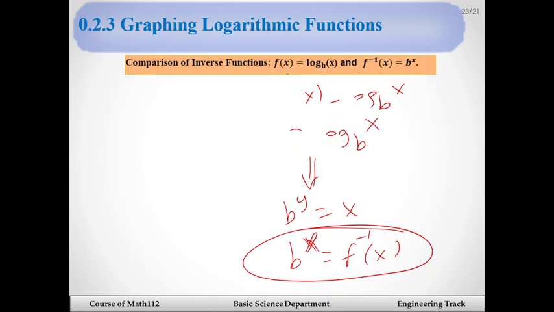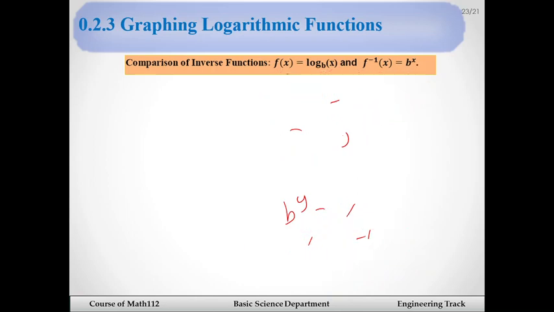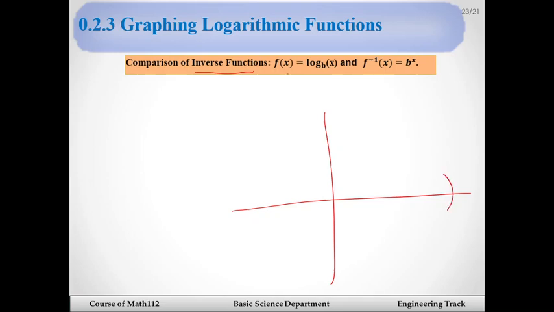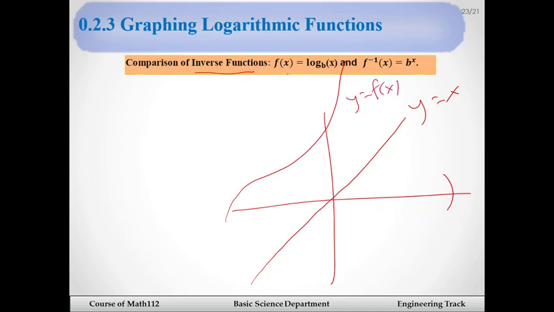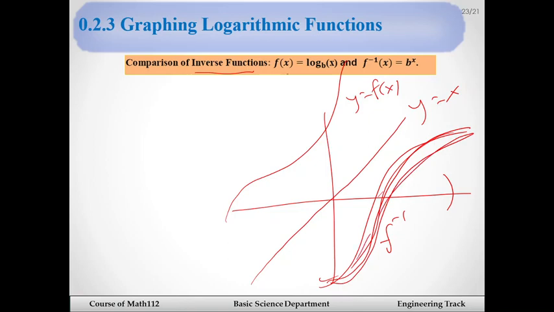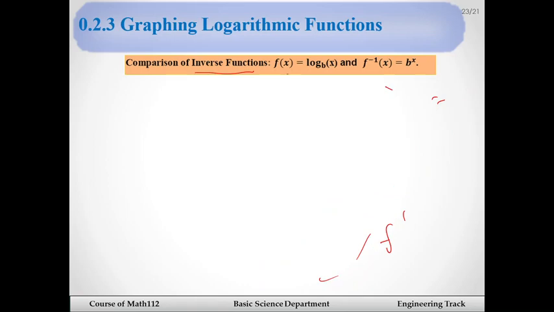Now, what is the relation between the graphs of two inverse functions? If you remember, you draw y equals x, then if this is f of x, you have f inverse of x. They have to be symmetric, a reflection with respect to the line y equals x. Now, I want to show it to you.